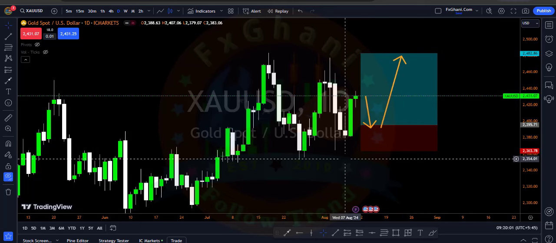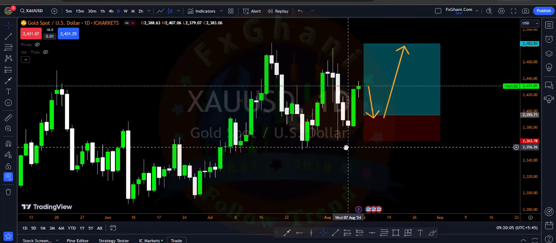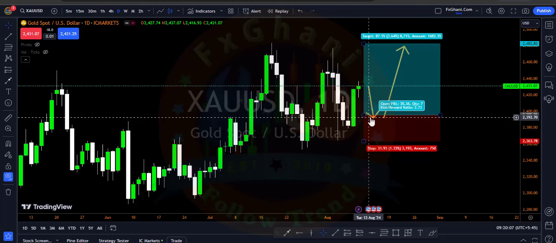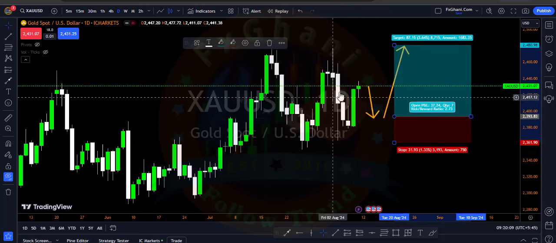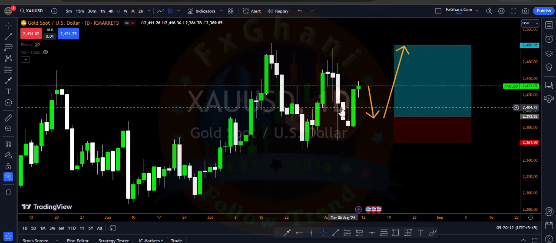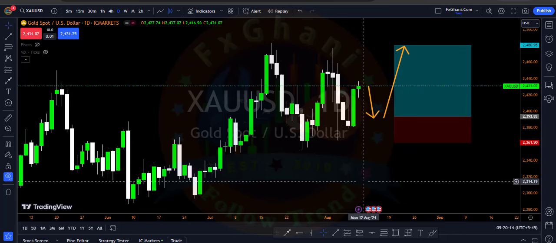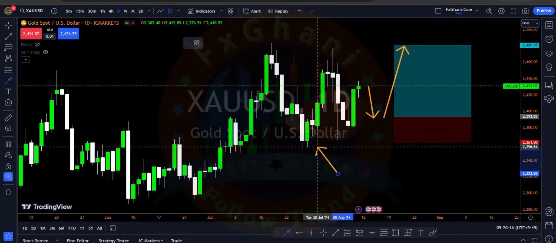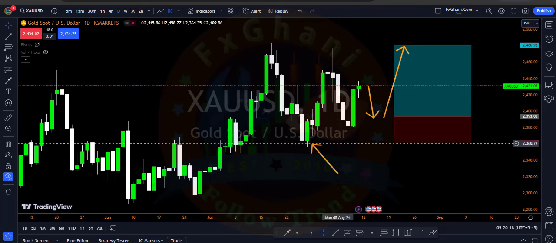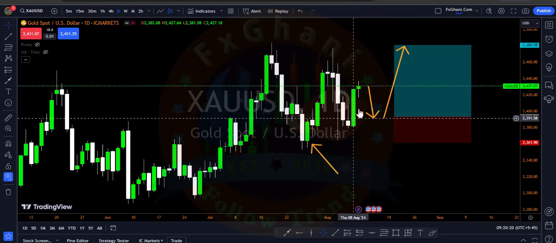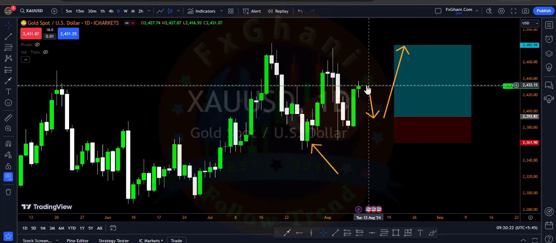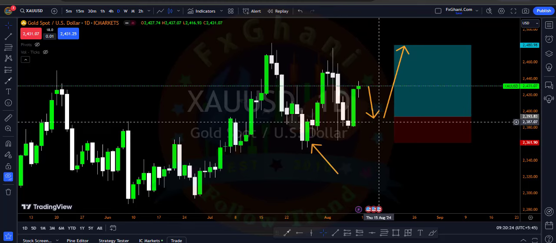Same setup we saw in the previous weekly analysis. I said you can place a buy limit at this level. See here, prices go downward but never break and close below this low. We see a lower wick, prices touch the buy limit and then go upward. Same thing we are expecting here.